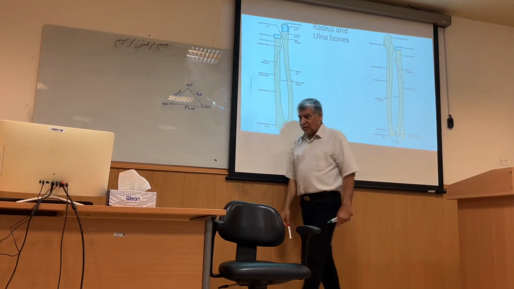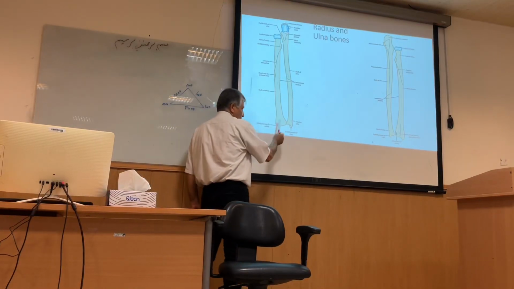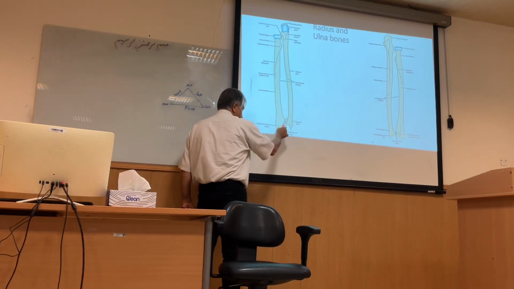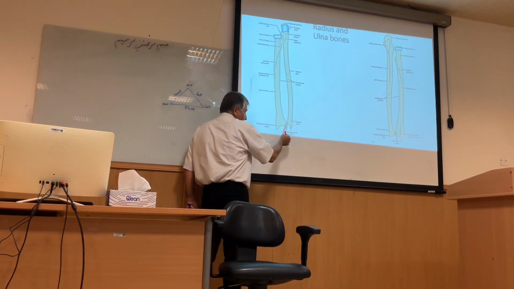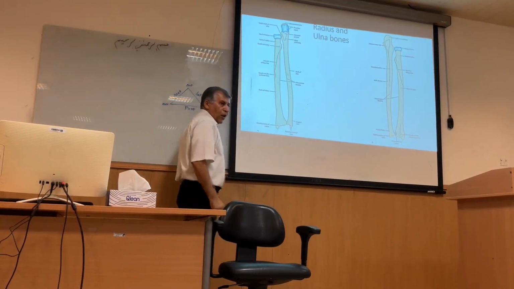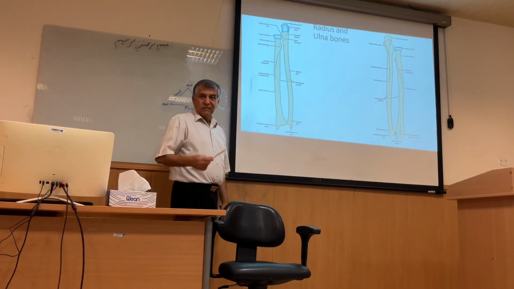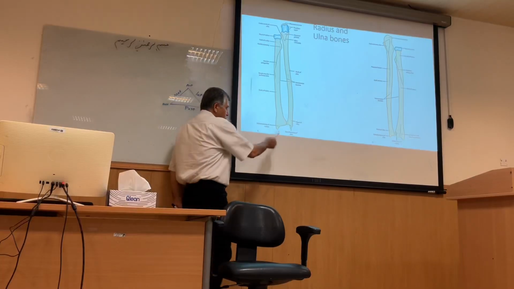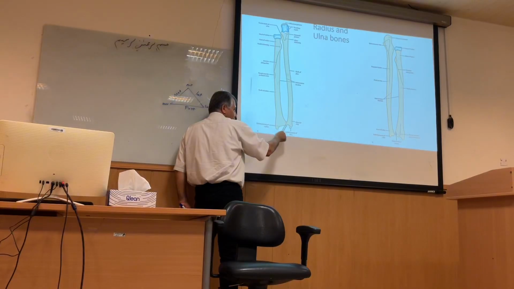The distal end or lower end of the radius has five surfaces: anterior, lateral, medial, posterior, and inferior. The medial surface has this notch. What's the name of this notch? It is the ulnar notch, because it articulates with the ulna.